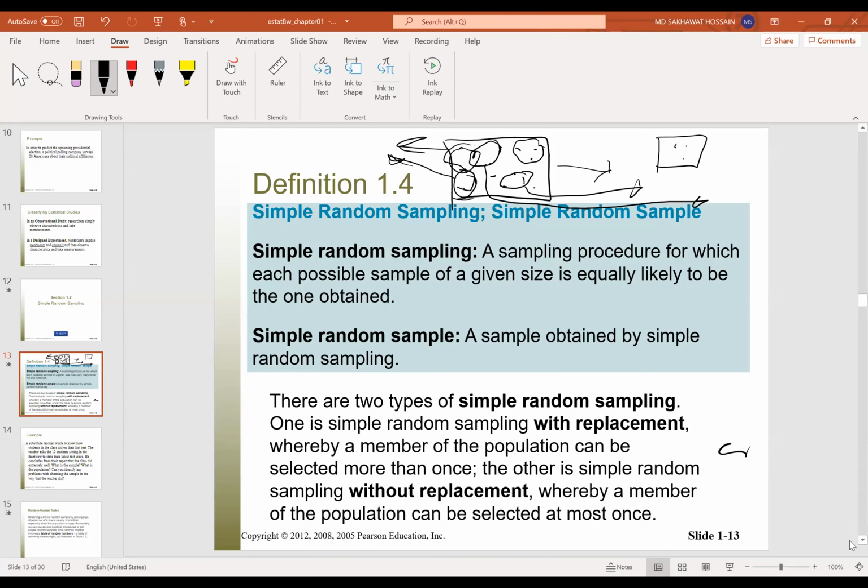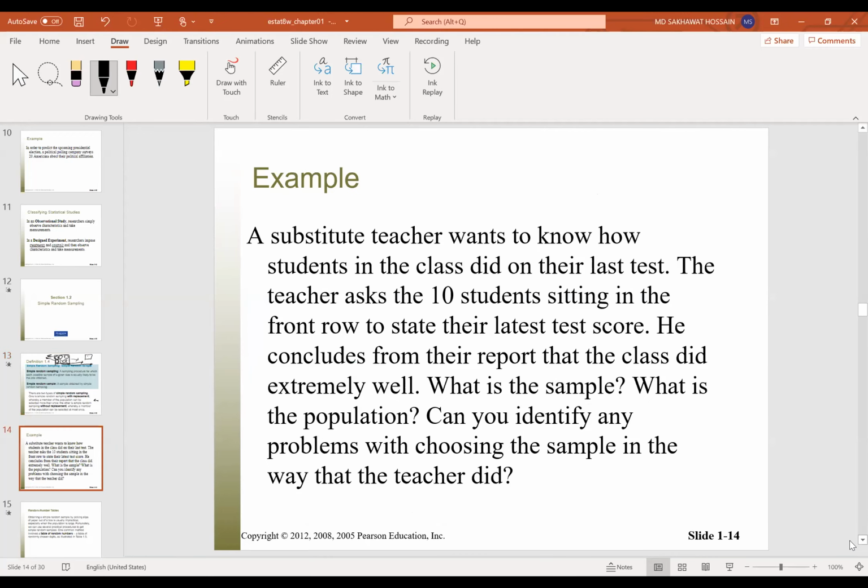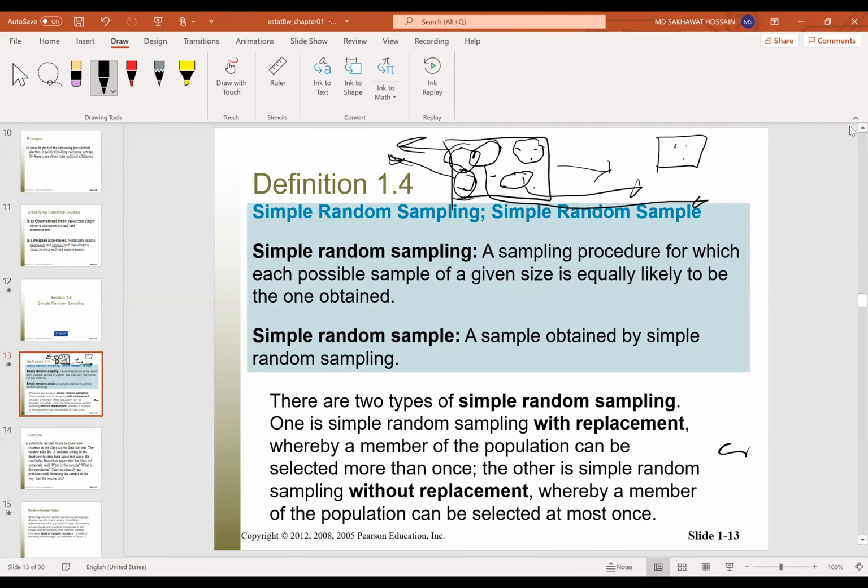So simple random sampling can be done in two ways. One is with replacement and the other one is without replacement. So what does it mean by with replacement? For example, we collected this sample and then we replaced the sample in the population again. So that means it has a chance that it will be collected again. So this is called sampling with replacement. But if we collect the sample and we do not include them in the population again before collecting another sample, this is called sampling without replacement.